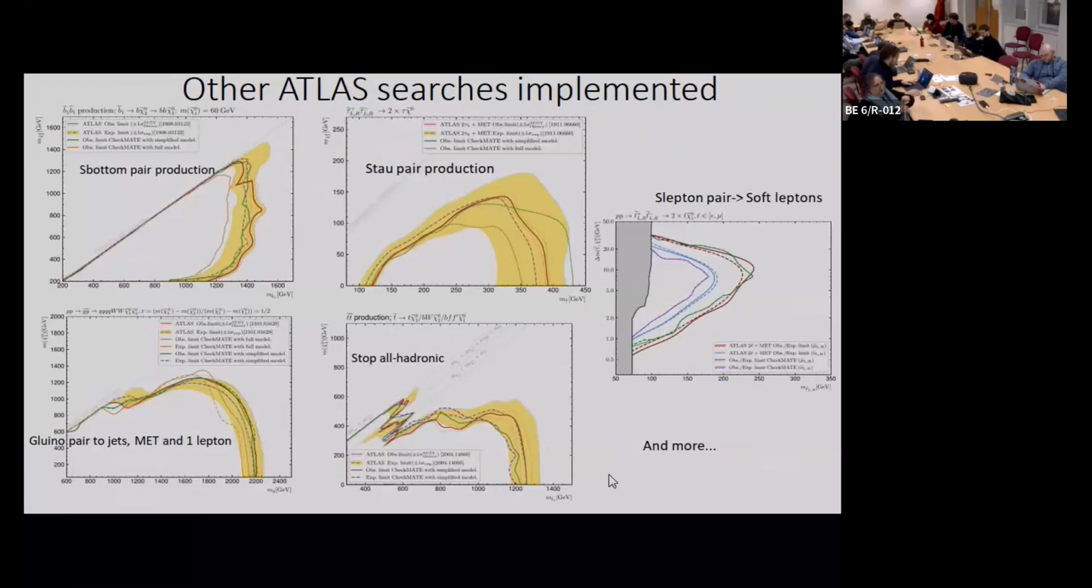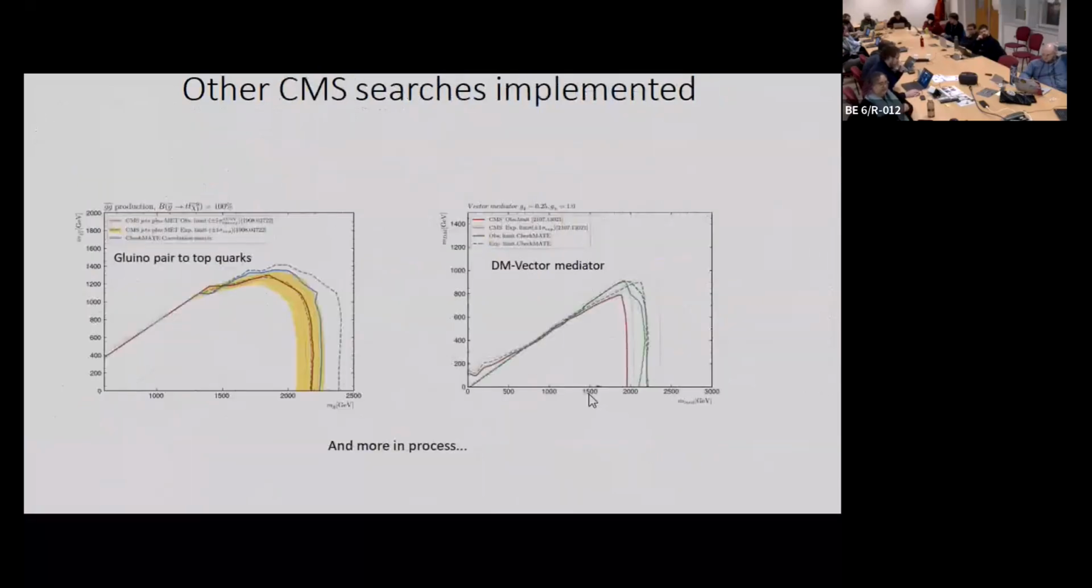So performance is generally good, but it's not perfect. Some cases show some difference between what we obtain and the official limits. So it's not catastrophic, but well, it is what it is. And also for CMS, again, this one is gluino pair decay to top quarks. And here is the monojet search testing the simplified model with a vector mediator.